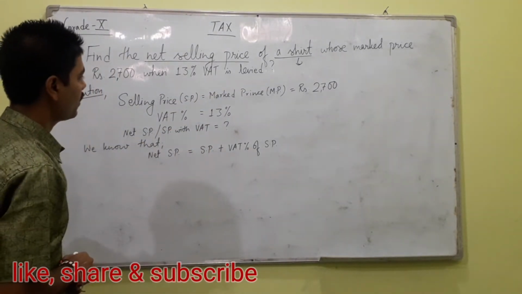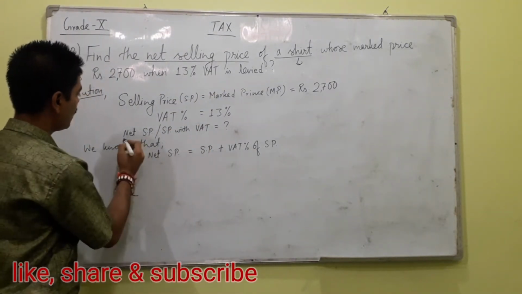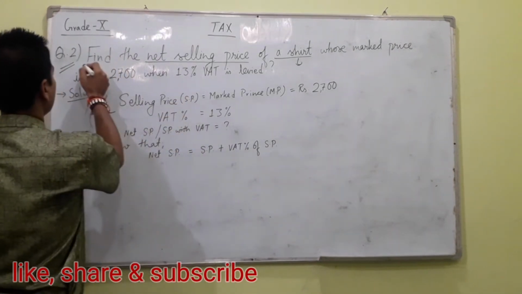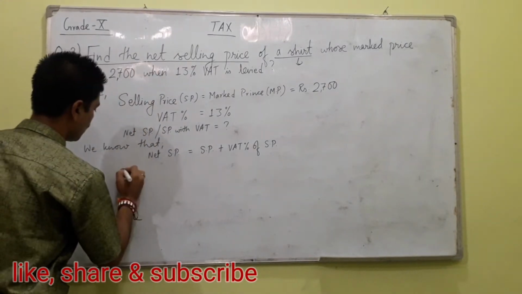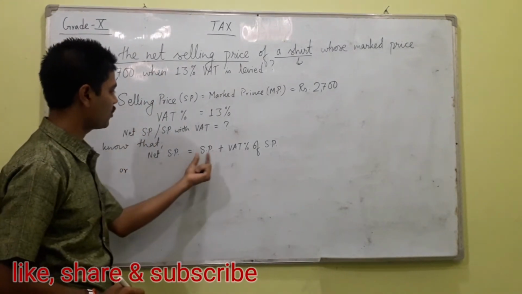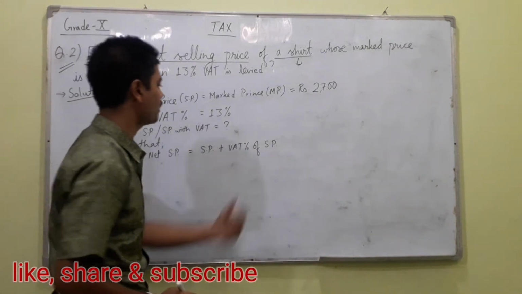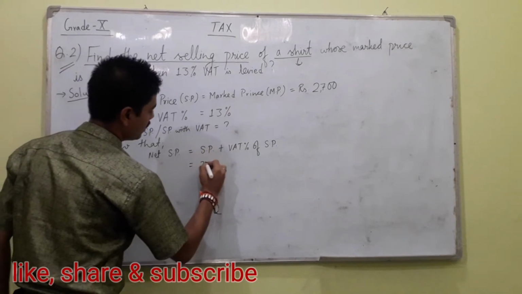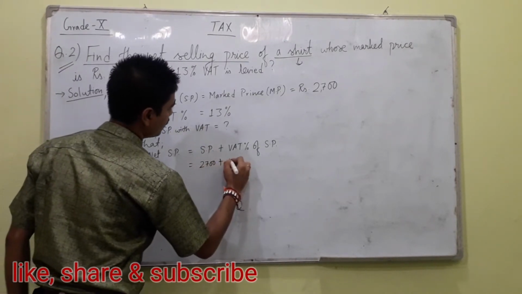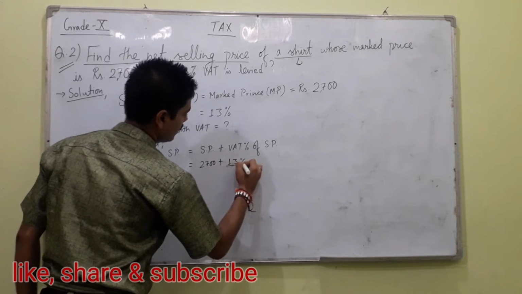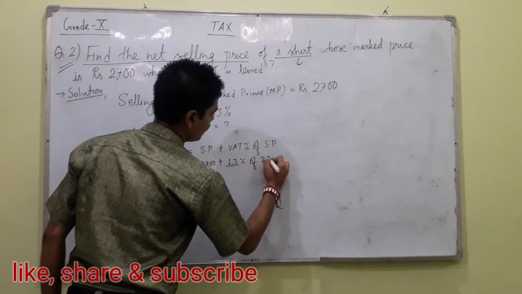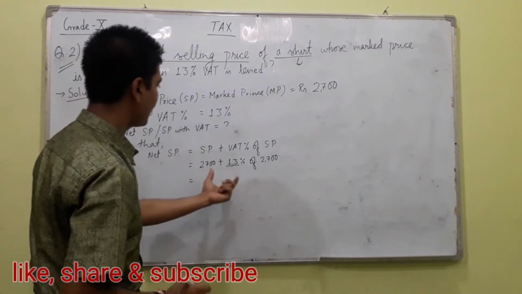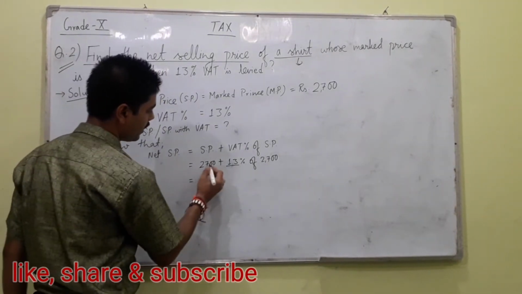So in the formula I have written the net selling price, or the selling price with VAT, is asked as per the question. Here find the net selling price. So we have a formula: net selling price is equal to selling price plus VAT percent of selling price, and the selling price is 2,700 plus 13% of 2,700. Now you can use a calculator here, or directly you can understand the meaning of this.